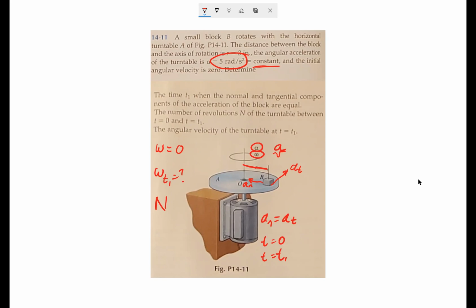Okay, let's take a look at the math of this problem. Let's review some of our given information: r equal to 3 inches, alpha equal to 5 radians per second squared. Our initial angular velocity is 0, and those units are radians per second. There's an initial t of 0, and a final t of t1 that they care about.